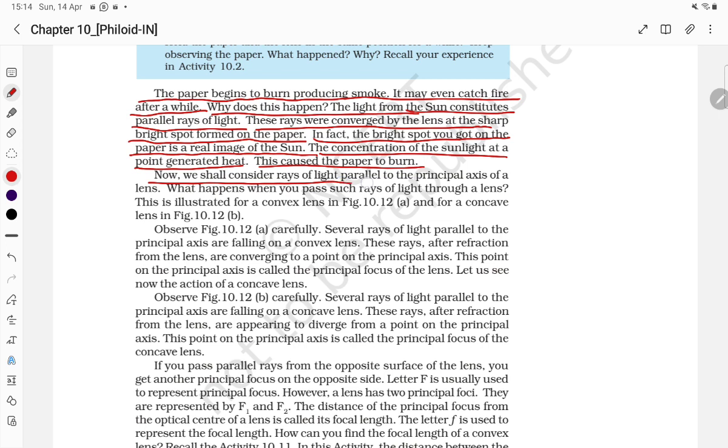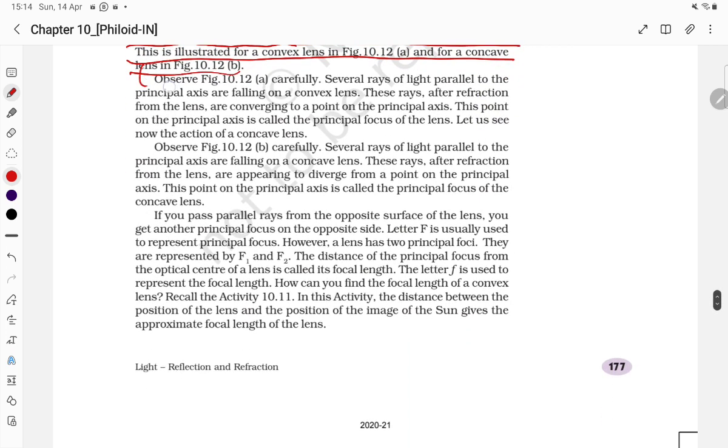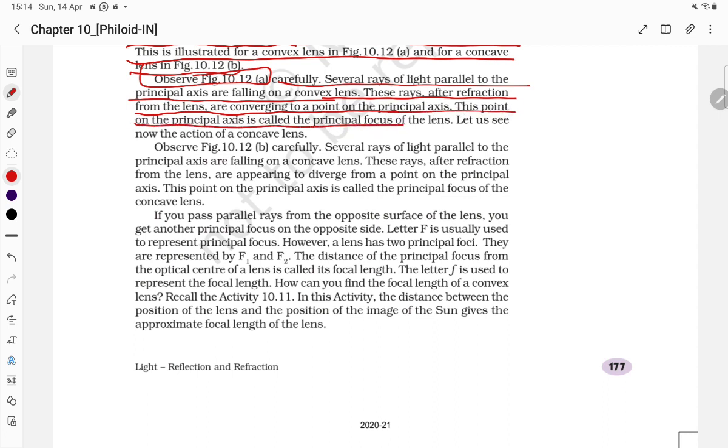Now we shall consider a ray of light parallel to the principal axis of the lens. What happens when you pass such a ray of light through the lens? This illustrates a convex lens and a concave lens. Observe figure 10.12a carefully. Several rays of light parallel to the principal axis are falling on a convex lens. These rays, after refraction from the lens, converge to a point on the principal axis. This point on the principal axis is called the principal focus of the lens.